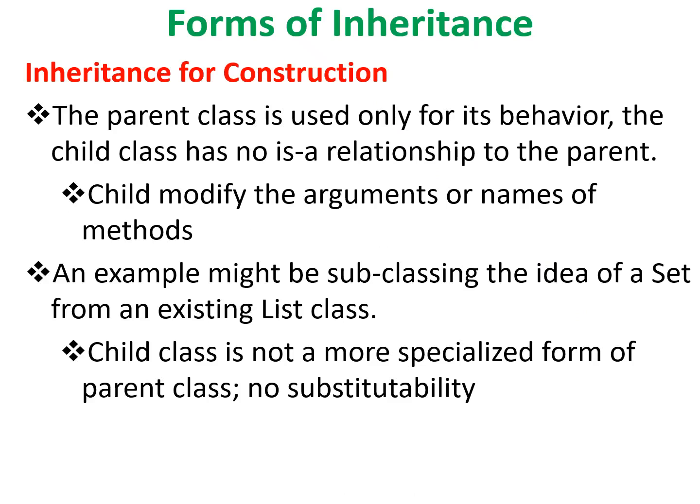Inheritance for construction. The parent class is used only for its behavior. The child class has no conceptual relation to the parent. The child may modify the arguments or names of the methods. An example might be subclassing the idea of a set from an existing list class. The child class is not a more specialized form of the parent class. No substitutability.